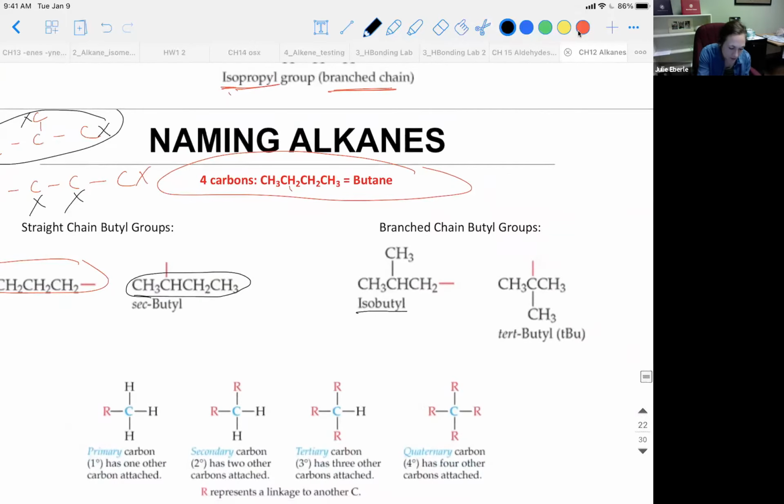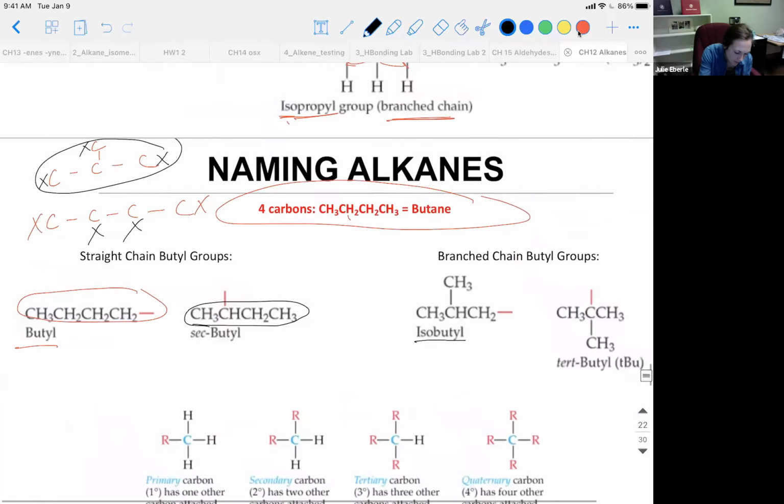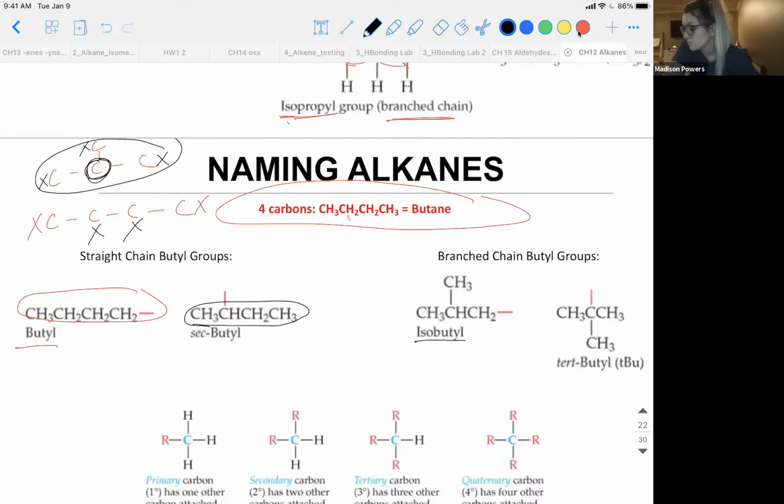But if we specifically take a hydrogen off of the internal tertiary carbon, why is it a tertiary carbon? Because it's bonded to 3 other carbons. That is a tertiary butyl group, so we just abbreviate it as a tert-butyl group. And what we're attaching is this right here. So this is literally what we drew out in class today.